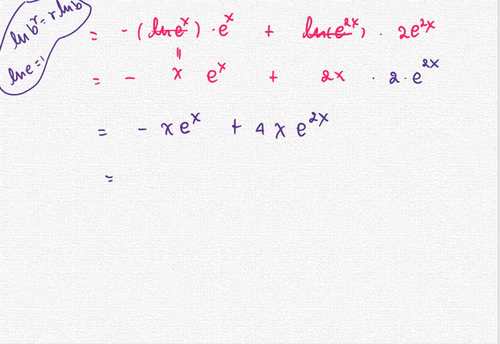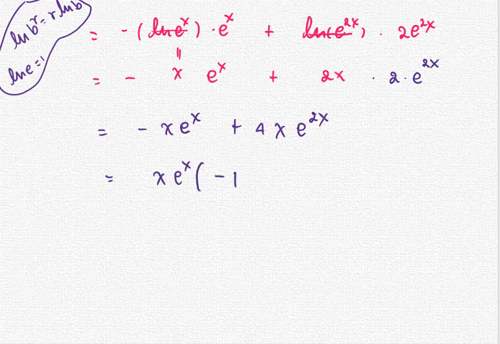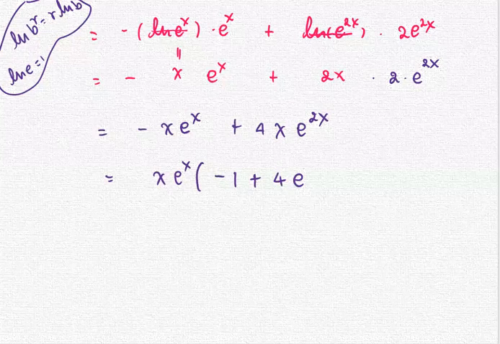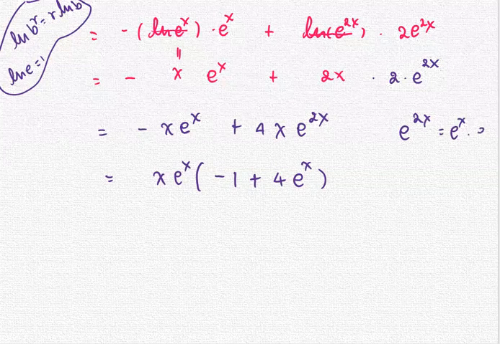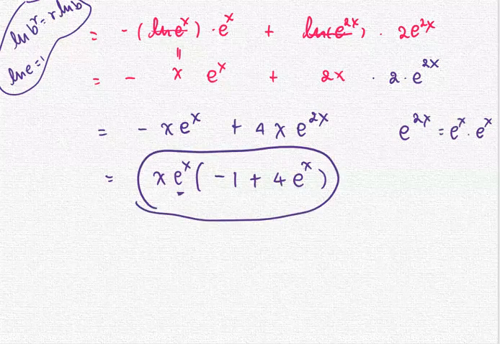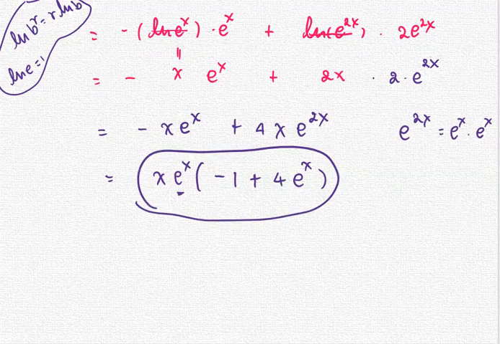And if you want to simplify more for this problem, you can do more and more, because you can apply multiple properties to make the problem less complicated. So we can factor the x and e to the x out, and then we get negative 1 plus 4 times e to the x, because note that e to the 2x is e to the x times e to the x. When you multiply the same base, you add the powers together. That's why we can factor one of the e to the x out. So this is one of the most simplified solution forms for part D, the last example.